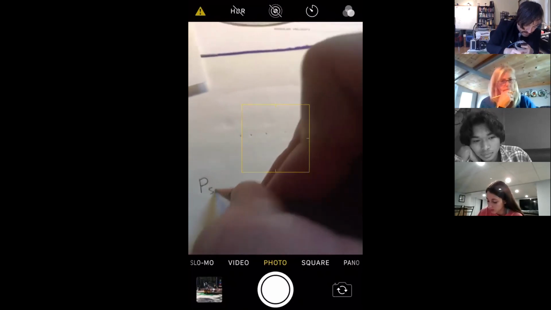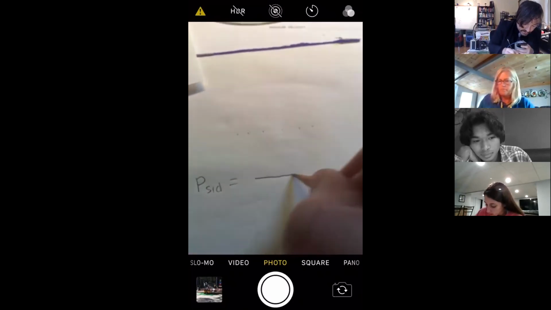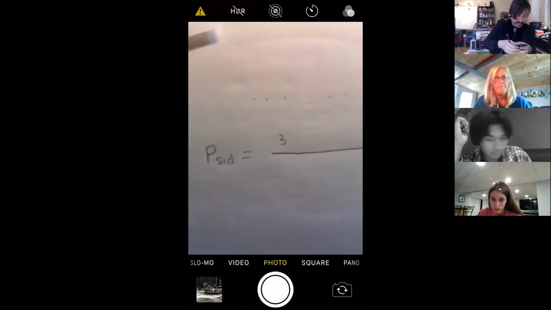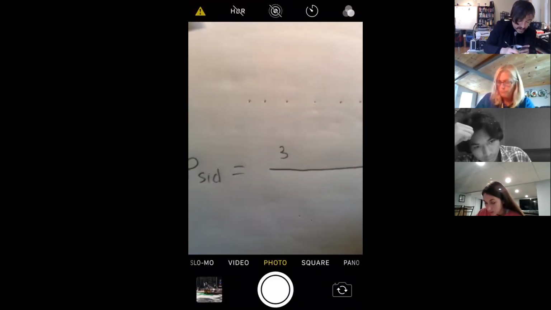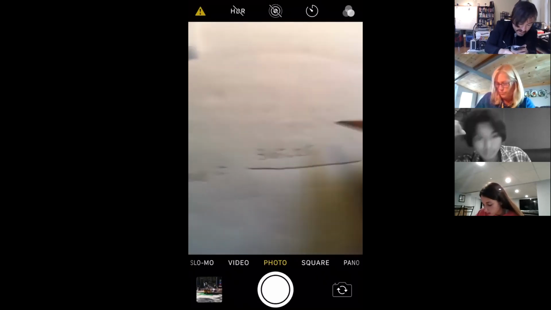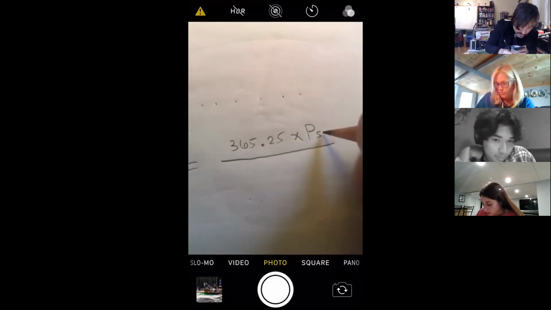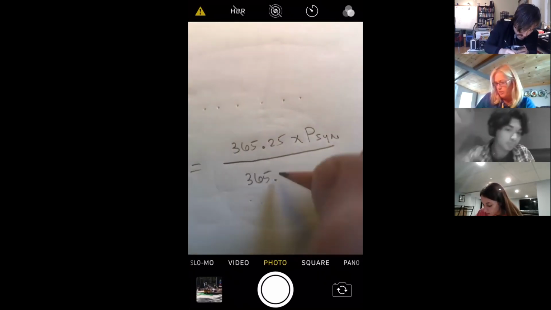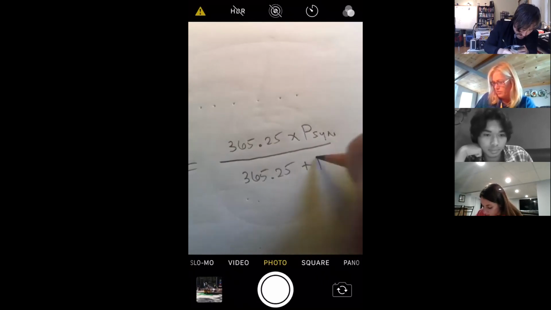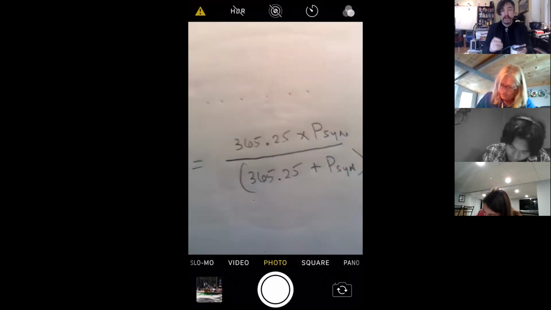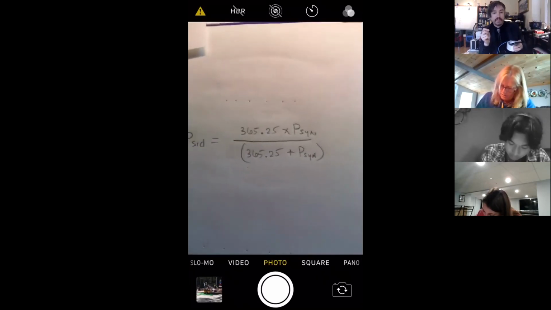I'll skip you the geometry lesson for now, but let us say that one can calculate the sidereal period from the following formula. The sidereal period is 365.25 days times the synodic period over 365.25 days plus the synodic period. But we've got to put that part in parentheses.